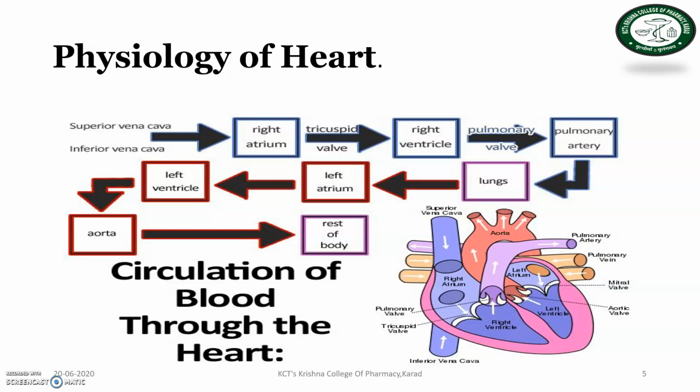First, if you see from the left side, the superior and inferior vena cava pour blood into the right atrium. After that, the tricuspid valve opens and the blood from the right atrium flows via the tricuspid valve into the right ventricle. This right ventricle pumps the blood via the pulmonary valve into the pulmonary arteries and it goes into the lungs for purification.